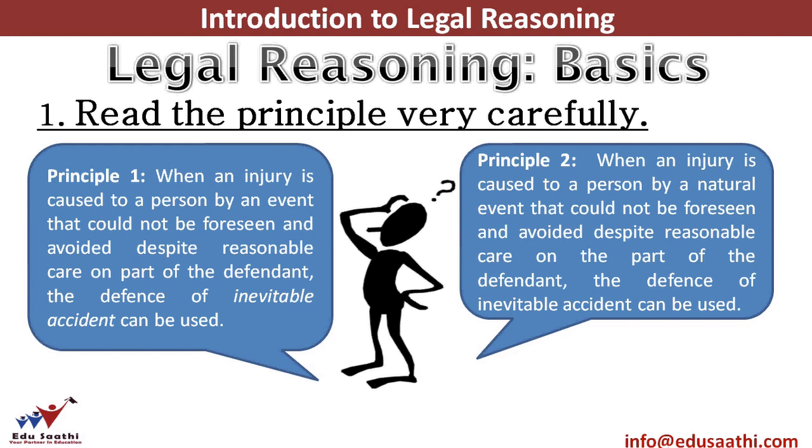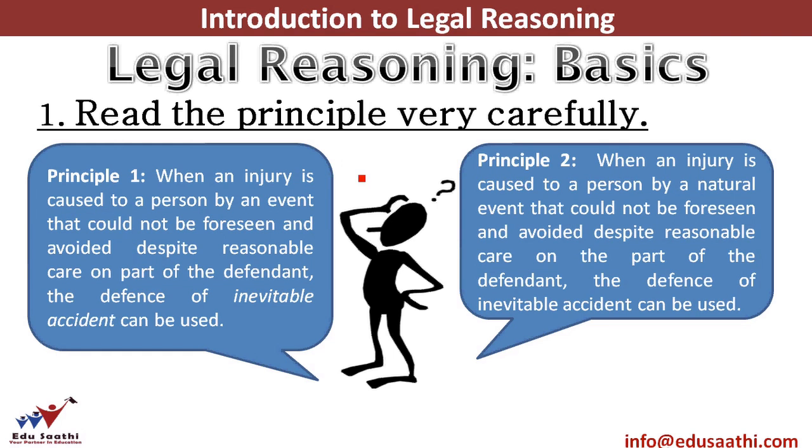It says, when an injury is caused to a person by an event that could not be foreseen and avoided despite reasonable care on the part of the defendant, the defense of inevitable accident can be used. Now let's read the second principle. When an injury is caused to a person by a natural event that could not be foreseen and avoided despite reasonable care on the part of the defendant, the defense of inevitable accident can be used.